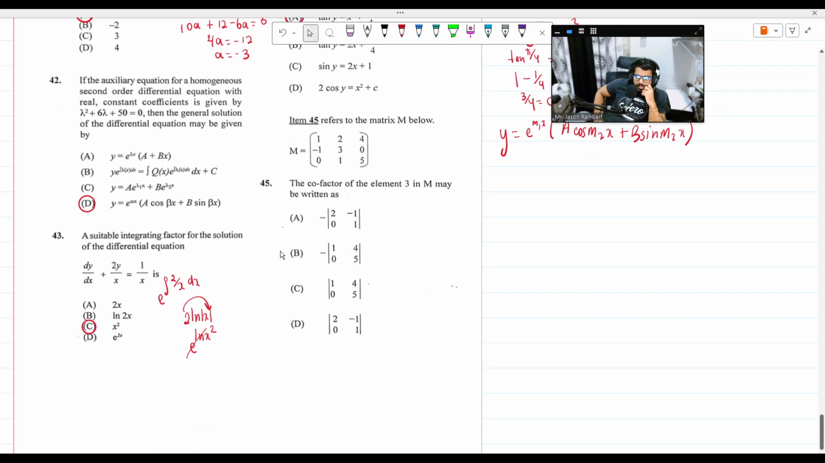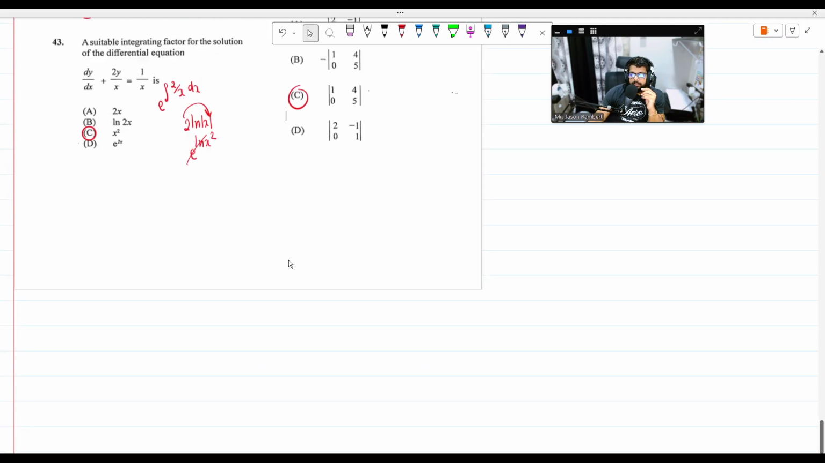And lastly, item 45 refers to the matrix M below. What is the cofactor of the element 3 in M? So this is the element 3 here. So we cancel off here and here. I know that this cofactor is going to be positive. So these two are out of the question. 1, 0, 4, 5. The answer is C. And that's it for 2019.